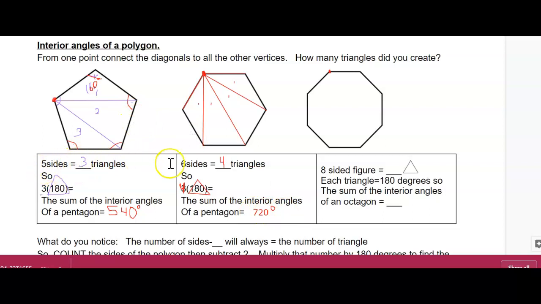So do you notice a pattern here? 5 sides makes 3 triangles, 6 sides makes 4 triangles. It's just the number of sides minus 2. That's the rule, number of sides minus 2.